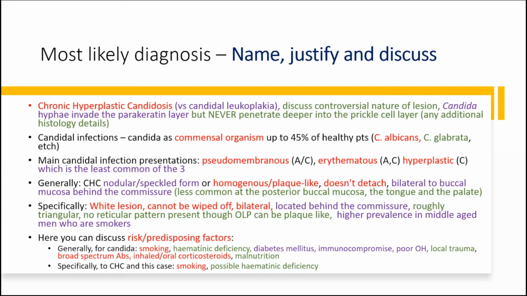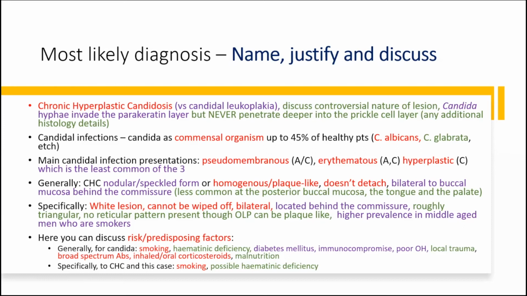Any additional histology details depend again on what university you are and how much histology you do. You can go into a lot. That is your choice. The more you give, the higher your scores. You can, at this point, discuss candidal infections generally, and show that you understand that candida is a commensal organism, so it gives you opportunistic infections.